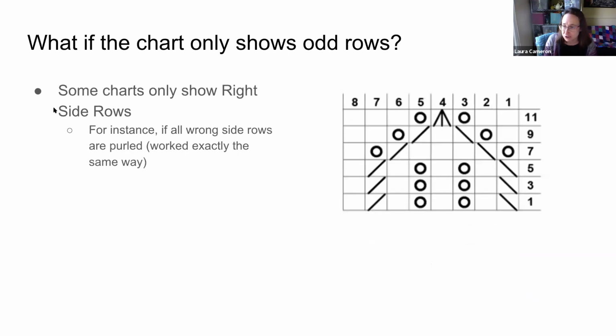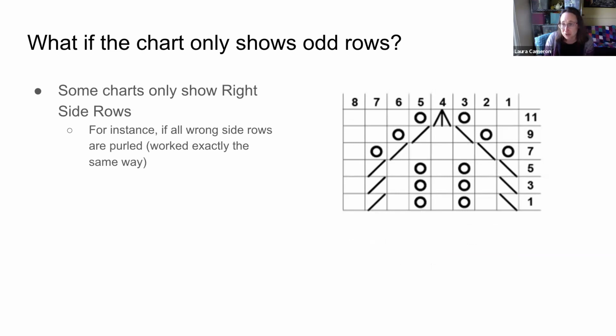So what if the chart only shows odd rows? Occasionally you'll come across a small chart where they have removed the even rows entirely. Usually what this means is that there is some kind of standard pattern for the even rows. Often this means you're just knitting or you're always purling.